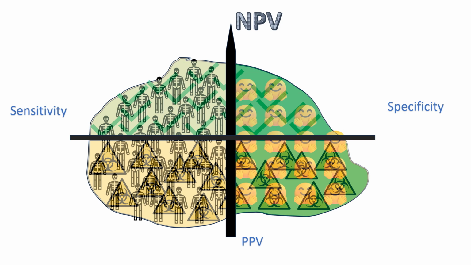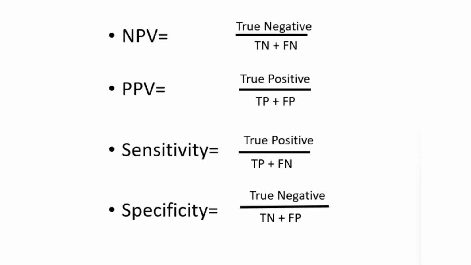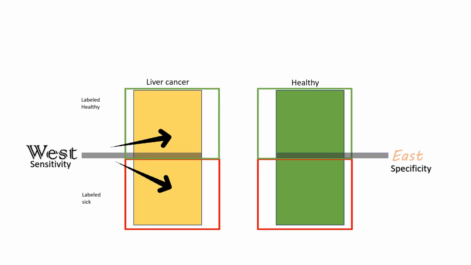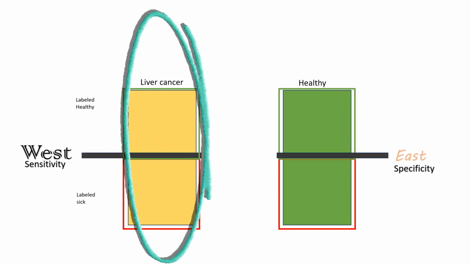Now I told you in the beginning that we only need the denominators to get our formulas. So let's try. The 2 blocks closest to the term will be its denominator. For example, sensitivity is on the left side of the map, so it cares only about these 2 blocks which are there on the left, and which happens to be the people with liver cancer.